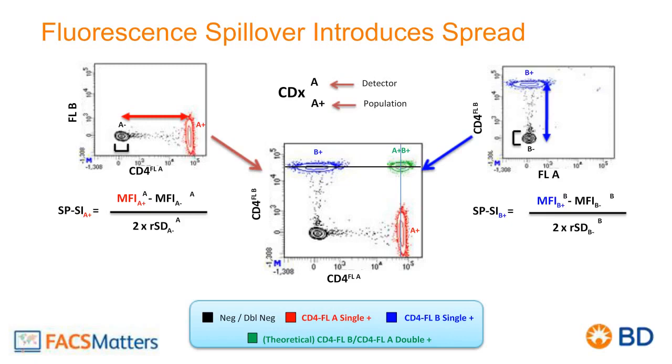But from this data, we can actually calculate and determine a theoretical double positive population. And that's shown in green. Basically, that double positive population is what you would see if you were looking at cells that were expressing 2 antigens of essentially equal density, equal fluorescence intensity, and you're looking at the intersection. And those are your double positives. So we can talk about the double positives, A positive, B positive, and compare it to either the A positive single stains or the B positive single stains.